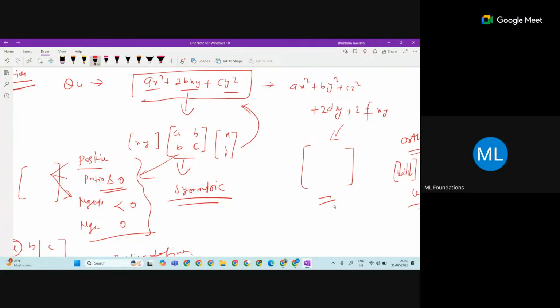So you can check it. Again the same method you have to follow. You have to find the eigenvalues and decide, or confirm, that it is a positive definite or negative definite.